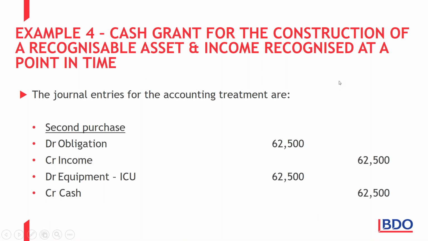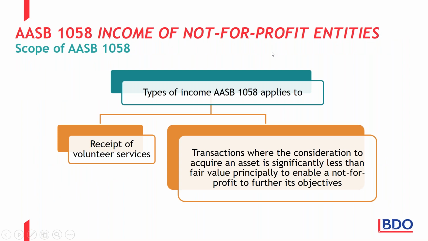For the journal entries for the second purchase, you say debit the obligation, credit income. I've now bought this second lot of beds, the 10 beds. So I book an asset for the beds and I credit my cash. I think it's really important: if you receive a government grant and the government grant is specifically to acquire or construct non-financial assets, you specifically look at paragraphs 15 to 17, nothing else. You don't consider the rest of 1058 or 15. It specifically directs you to those 3 paragraphs.